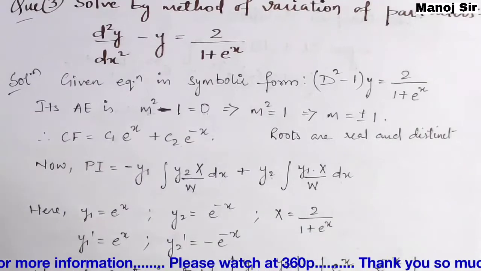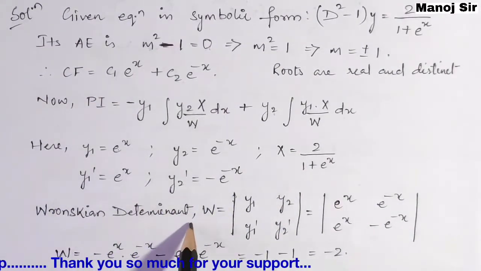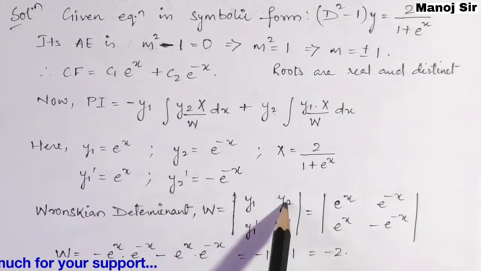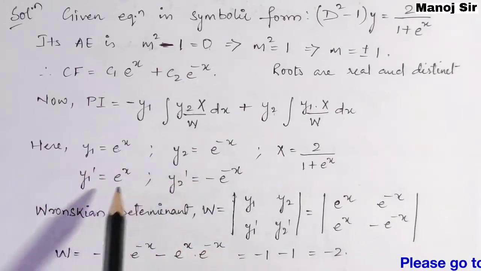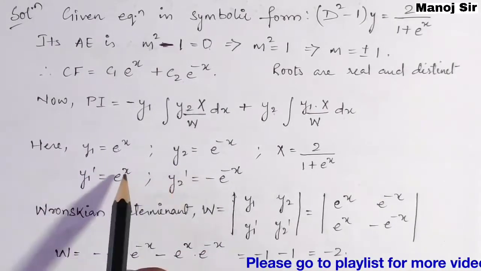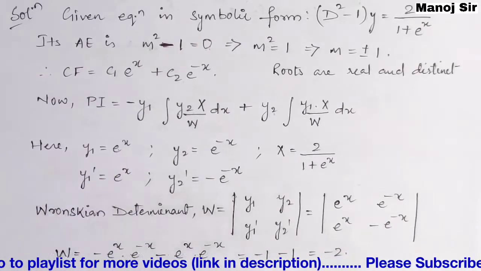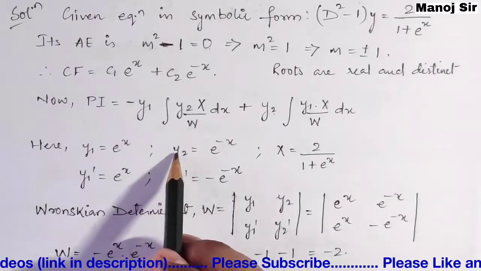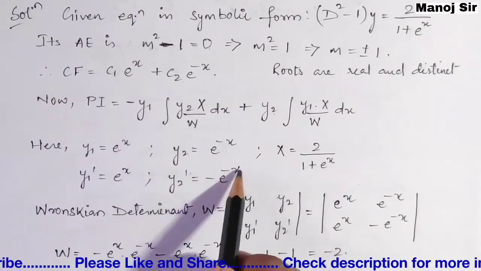Now after finding this, we will find W. W is the Wronskian determinant, which is given by the determinant of y1, y2, y1 dash, y2 dash. We have y1, y2. Now we can easily find y1 dash and y2 dash. If y1 equals e to the power x, then y1 dash equals again e to the power x. When y2 equals e to the power minus x, in that case y2 dash will become minus e to the power minus x.